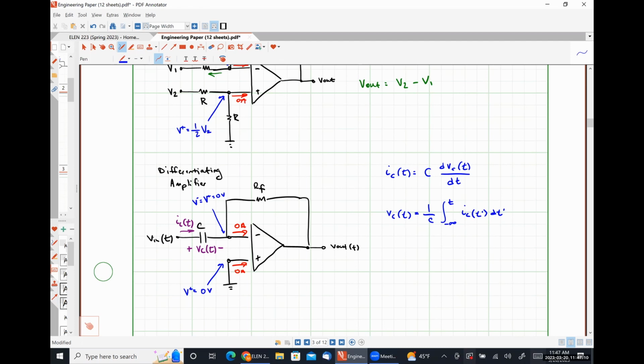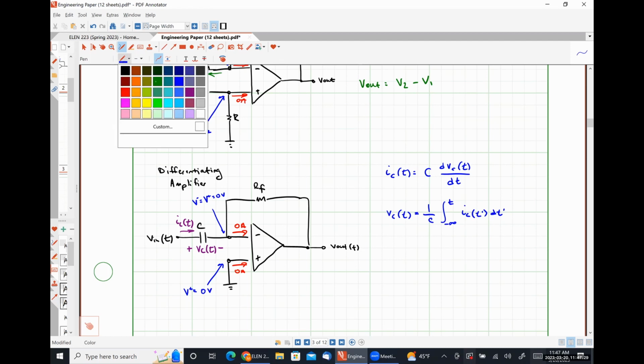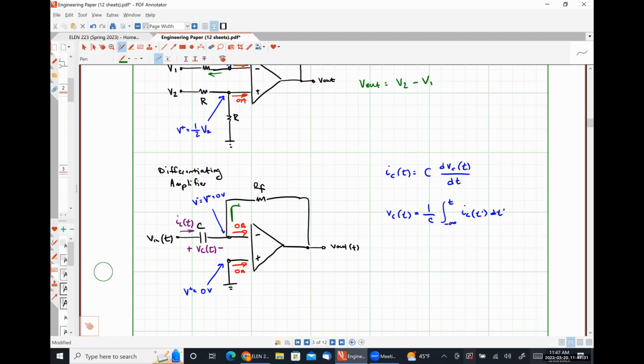Now I'm going to apply Kirchhoff's current law at this node, but I'm going to do it very slightly differently than I've done it before, because I've already defined a current along this path as flowing in. So I'm going to say that this current flowing in is equal to this current flowing out. Okay, still doing the same 3-step process. Here's my current flowing out.